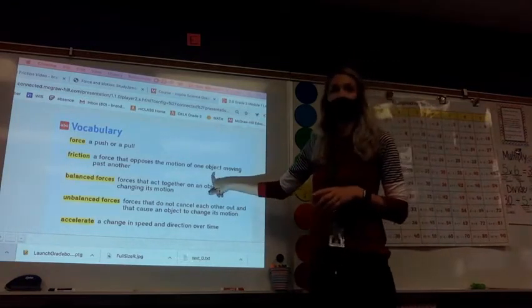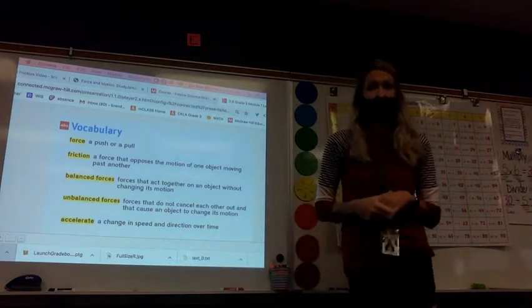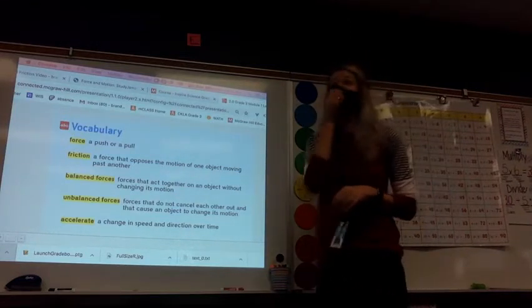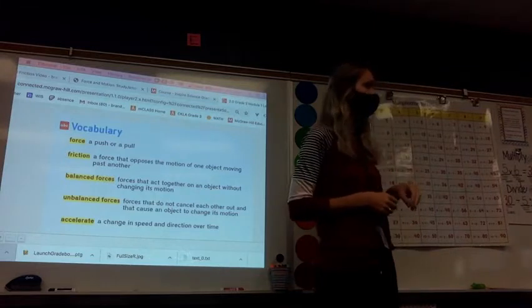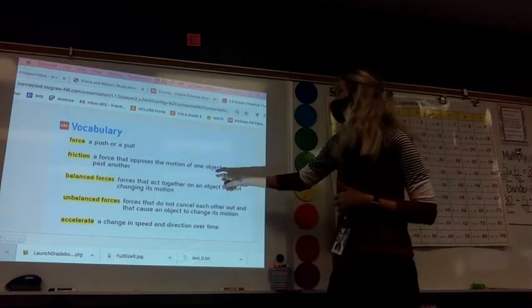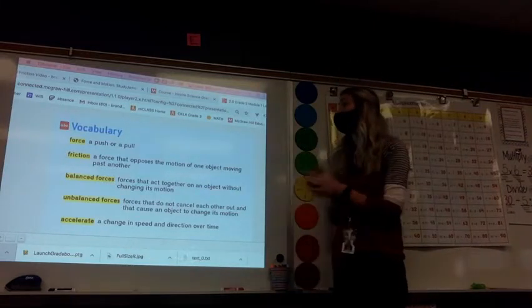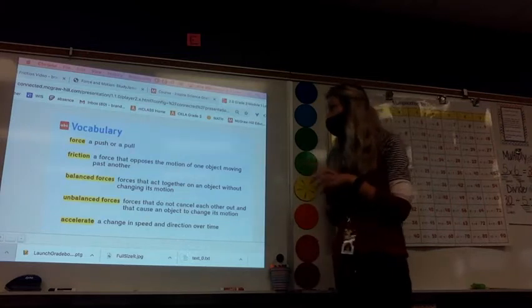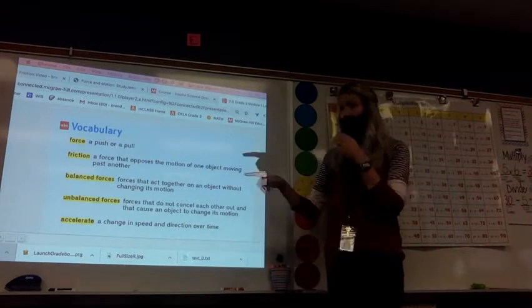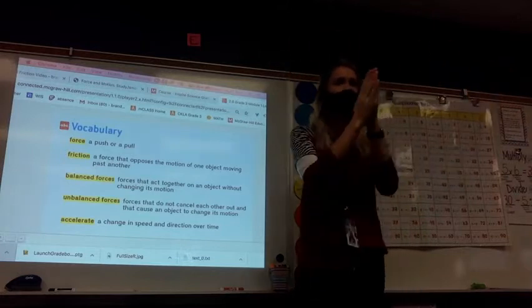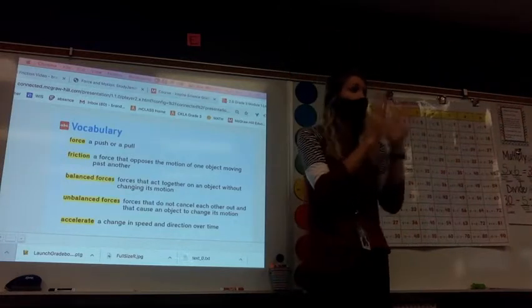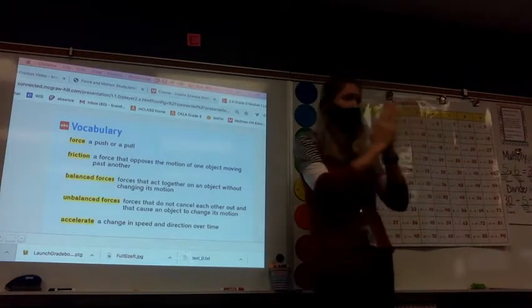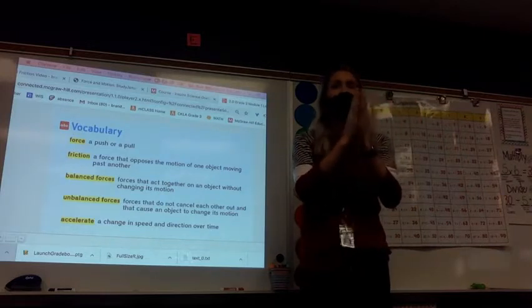Next up, we have the word friction. Friction is actually an example of a force. So this is kind of cool. Friction is a force that opposes the motion of one object moving past another. So take your hands and put them together. Are you applying a push or a pull? Push. A push. Your hands are going together.